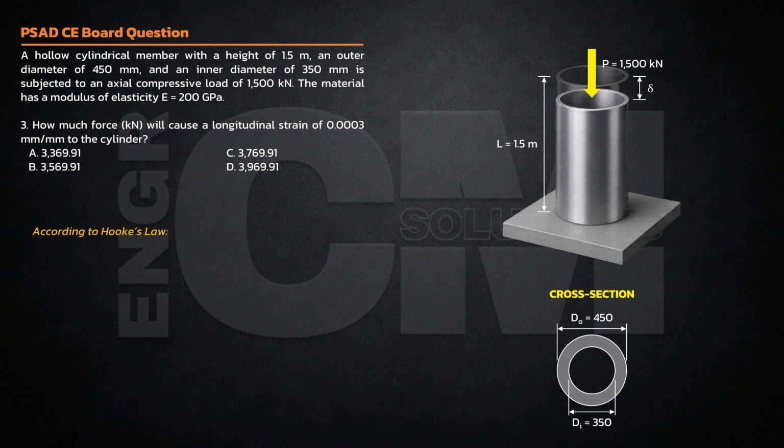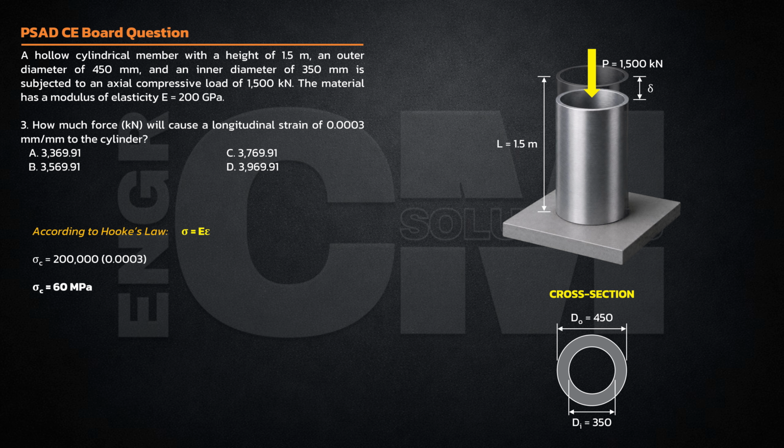According to Hooke's law, stress is directly proportional to strain. So stress is E times strain. Our compressive stress equals 200,000 megapascals times the strain, which is 0.0003. Therefore, we get a stress of 60 megapascals.